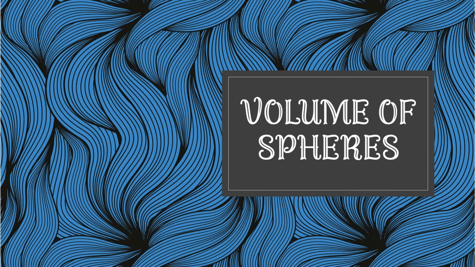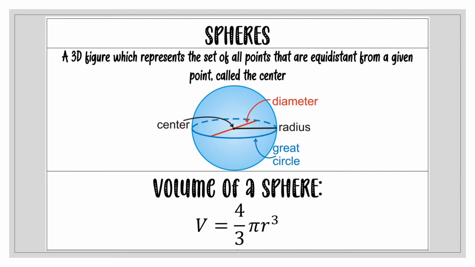The last volume that we are going to find is the volume of spheres. A sphere is a 3D figure in which the set of all points are equidistant from a given point called the center. When we talked about a circle, we said that it was a two-dimensional figure where every point was the same distance away from the center, and that distance was called the radius. You still have a radius in a sphere, but now it's three-dimensional.